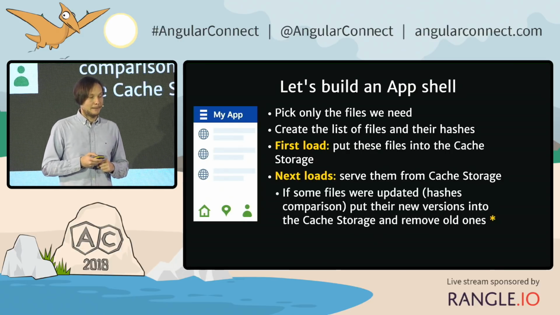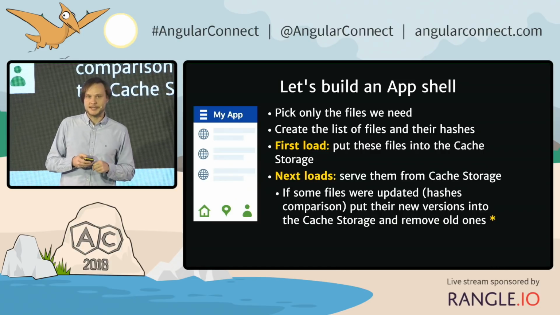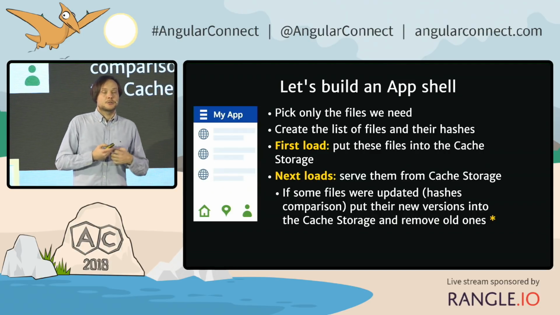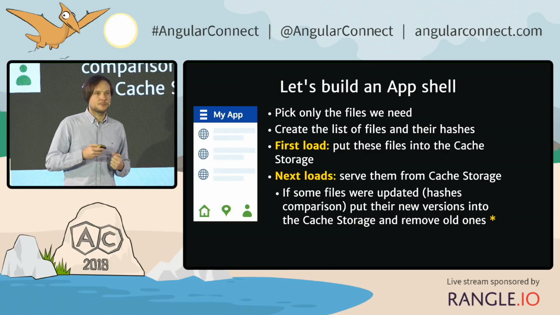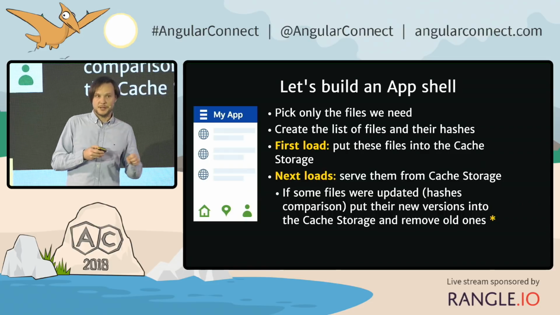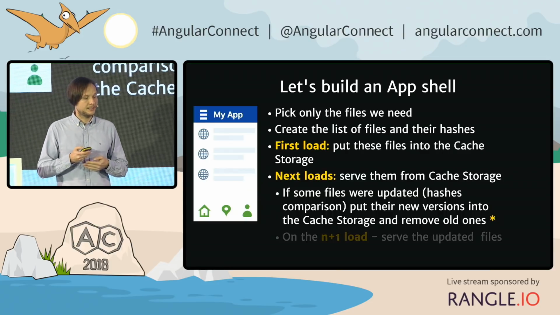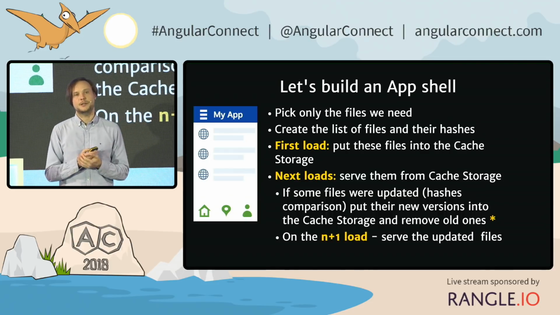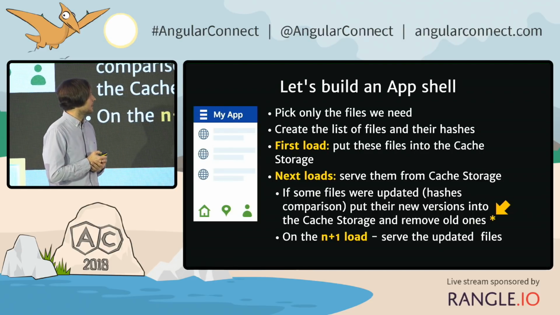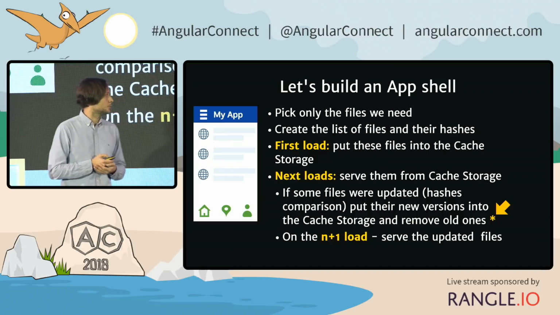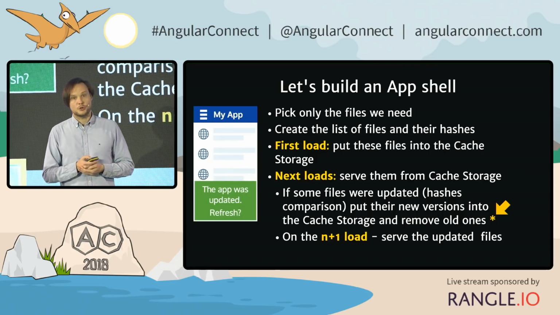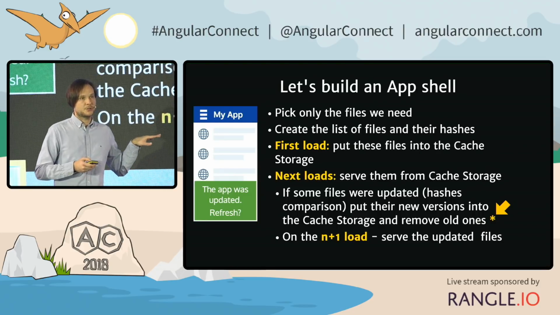This is why, at the same time, during service worker work, it should go and check if something was updated, and hashes help us with doing that. And on the next load, we can serve this updated version. So I have a small comment here. What can we do to improve user experience on that step, to show the message that the application was updated?